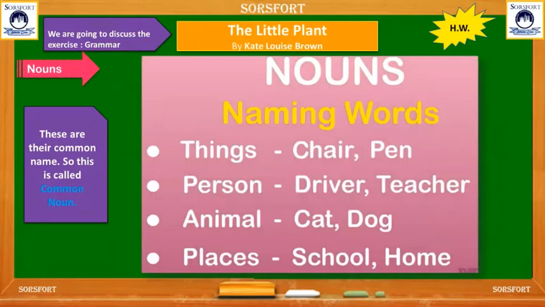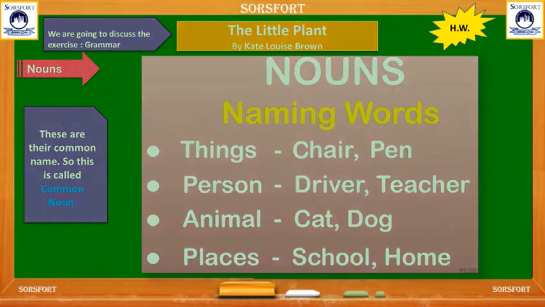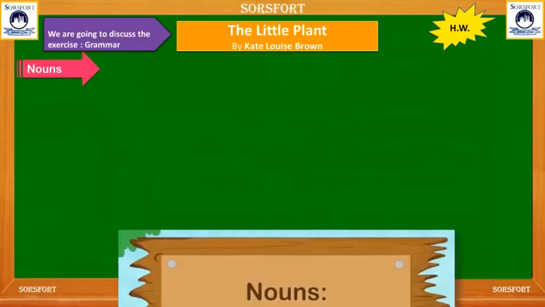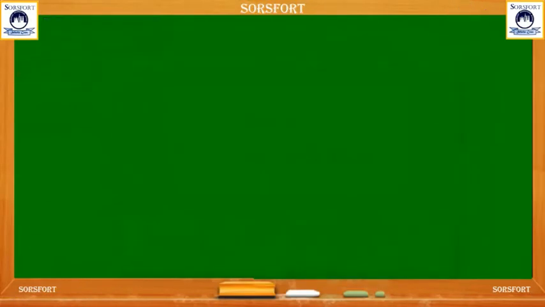These are their common names. So this is called common nouns, like things, chair, pen, person, driver, teacher, animal, cat, dog, places, school, home. These are their common names. If, in places, I am telling about a city name like Bangalore, this will be the particular name. That is a proper noun.